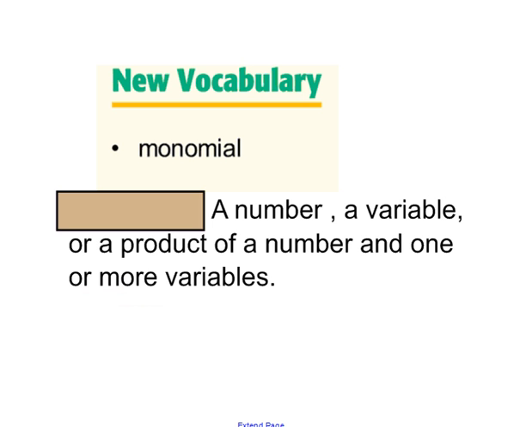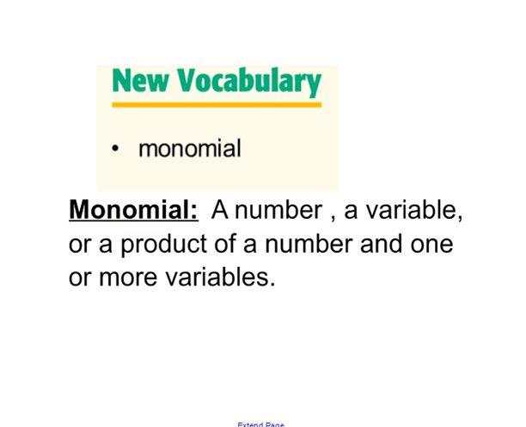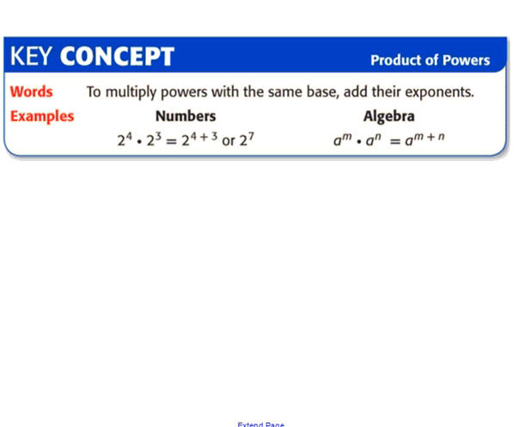Well, let's define what a monomial is. All right, so a definition here. A monomial is a number, a variable, or a product of a number and one or more variables. So let's look at a rule here. You need to commit this to memory.